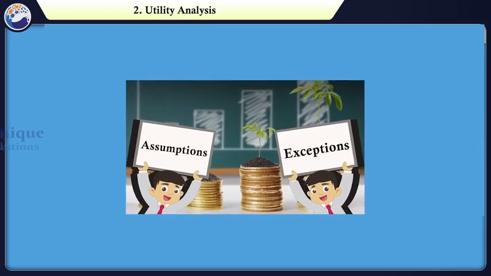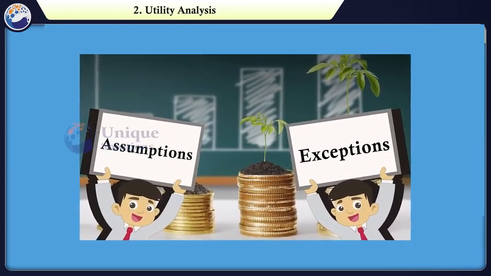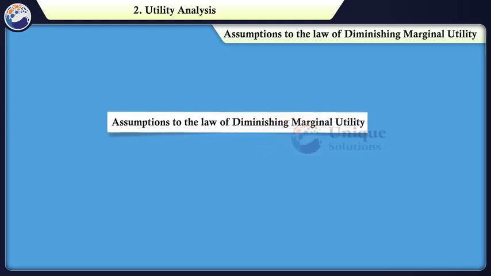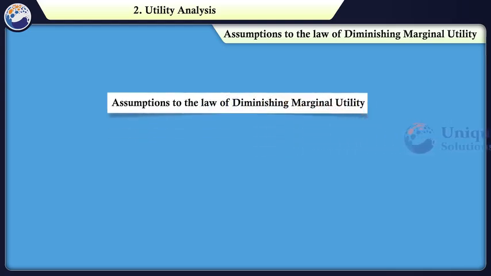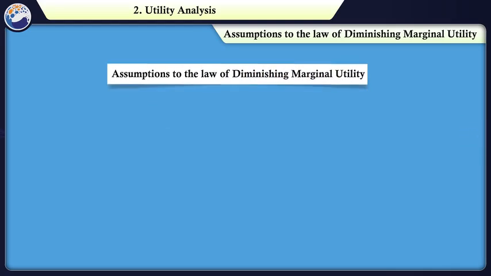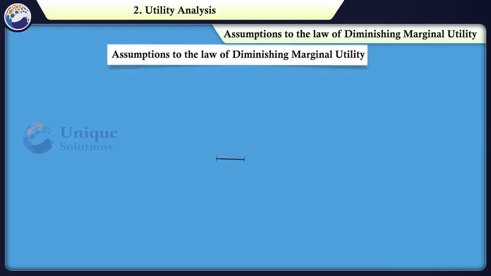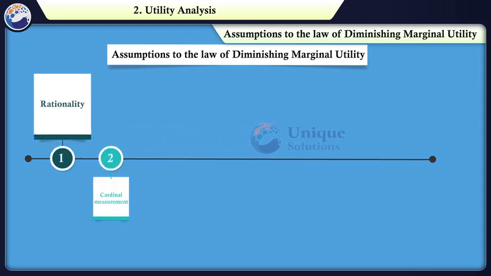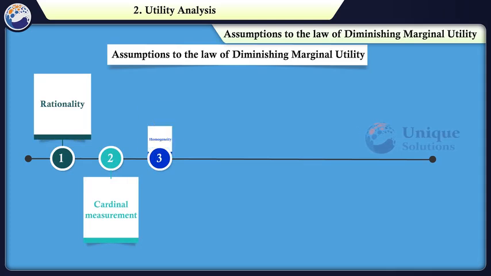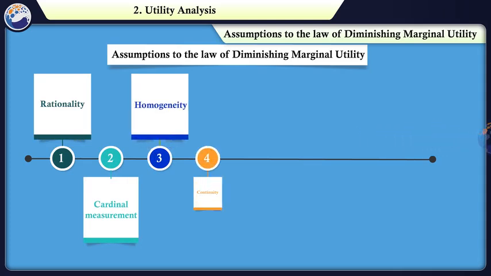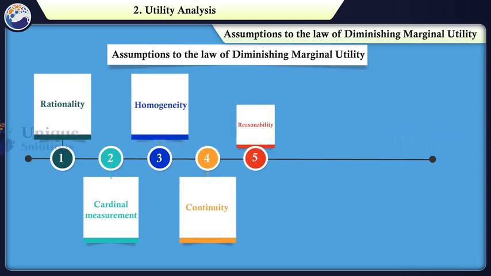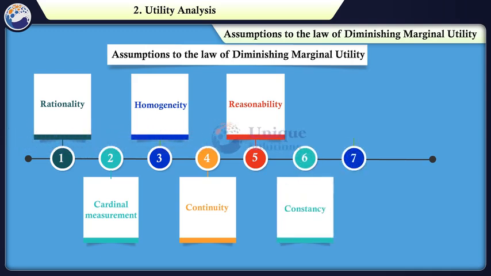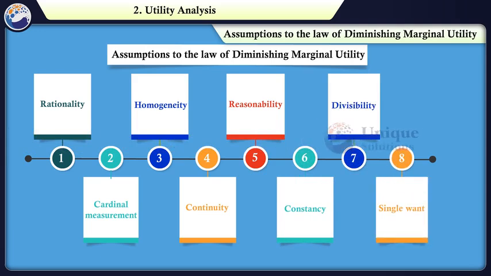Let's see the assumptions and exceptions to the law of diminishing marginal utility. Assumptions to the law of diminishing marginal utility. Following are the assumptions to the law of diminishing marginal utility. First, rationality. Second, cardinal measurement. Third, homogeneity. Fourth, continuity. Fifth, reasonability. Sixth, constancy. Seventh, divisibility. Eighth, single want.